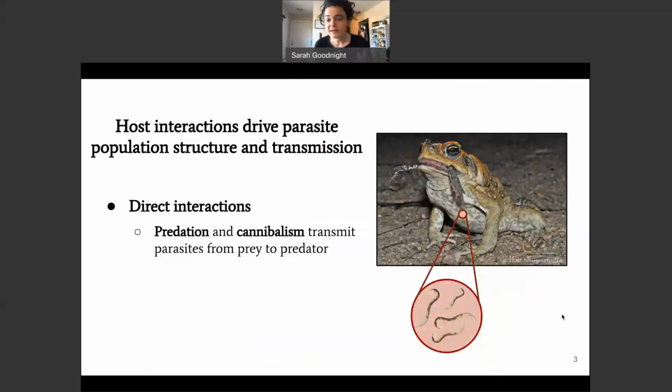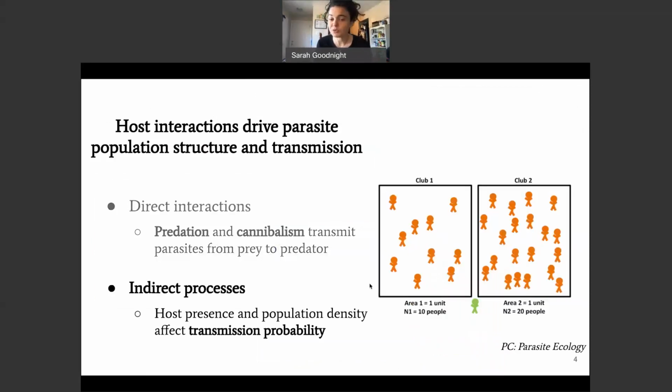Now, the thing about parasites is that they are dependent on their hosts. So host interactions are going to be the main drivers of parasite population structure and transmission. And we have direct interactions like predation and cannibalism, which transmit parasites from prey to predator. So those are very important, of course, but we also have more indirect processes going on. So things like host presence and host population density are going to affect things like transmission probability and infection risk in a community.